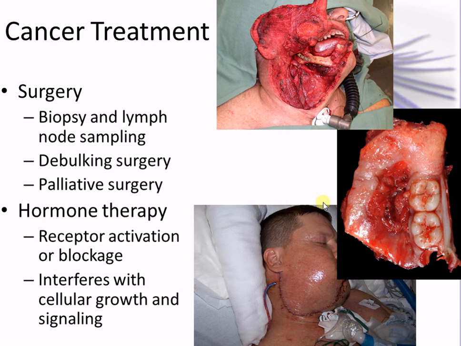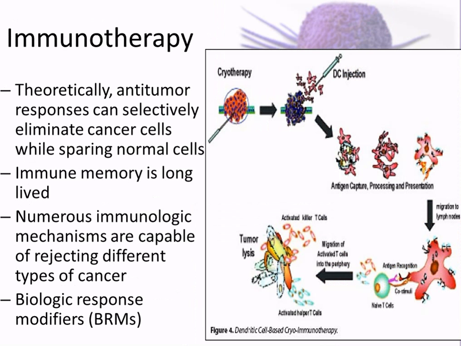And then hormone therapy. If it's estrogen that increases the rate of cancers, then if they give you too much estrogen, they can actually reduce it by blocking some of the estrogen receptors.